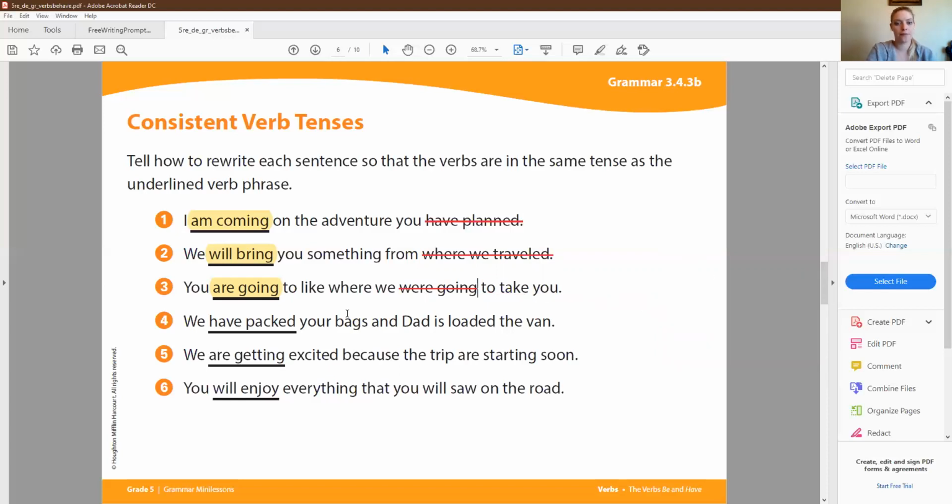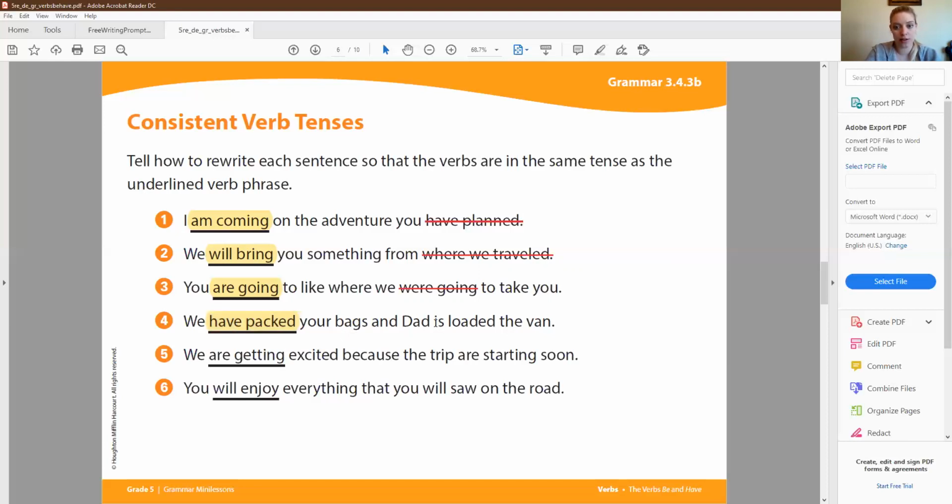All right, let's look at 4, and then I want you to try 5 and 6 on your own. We have packed your bags and Dad is loaded the van. Okay, so we can read that and already know it doesn't sound right, but let's look at our first verb phrase. Our verb tense for our first verb phrase, have packed. Okay, packed, we should know have packed is past tense.